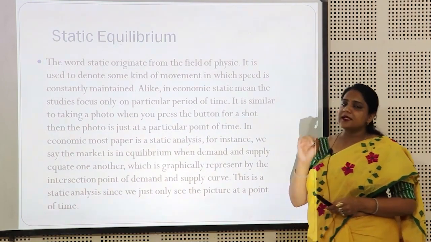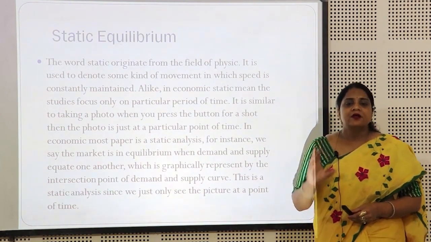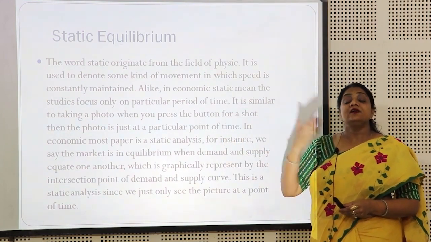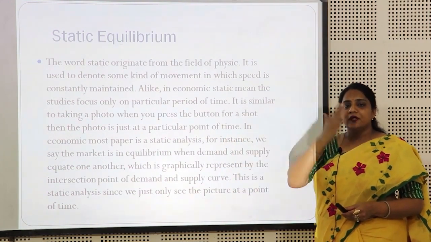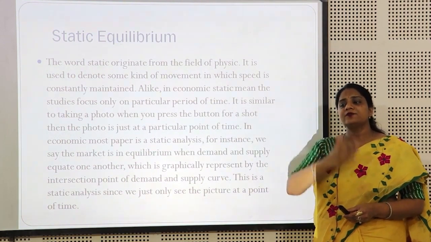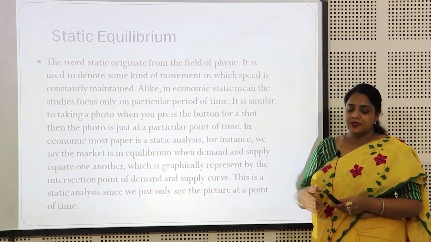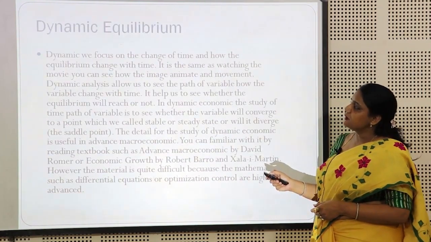So basically, static means at a point of time, whatever the state of the equilibrium of a firm is, and dynamic equilibrium means during a period of time, how the firm is changing its equilibrium from one position to another position is called as dynamic equilibrium analysis.